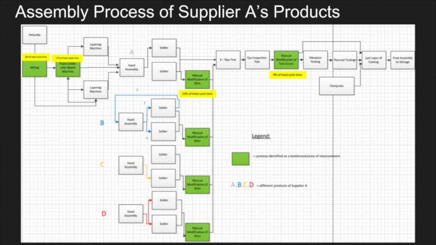This process flow map is the assembly process of Supplier A's different products. On the bottom right corner, there is a legend describing the symbols. The green boxes show the Kaizen bursts and areas of improvement I identified within Supplier A's process. The letters depict Supplier A's different products that go through the assembly process.